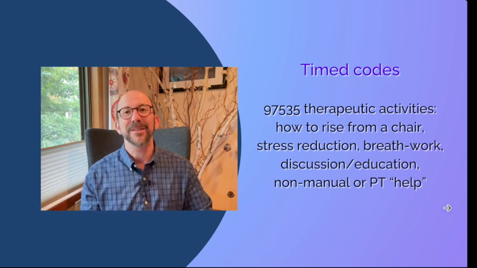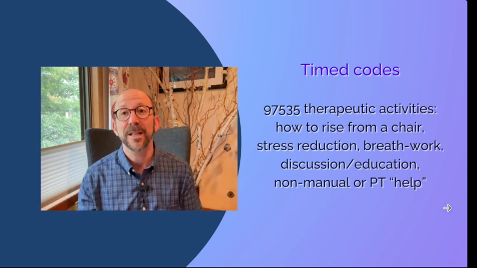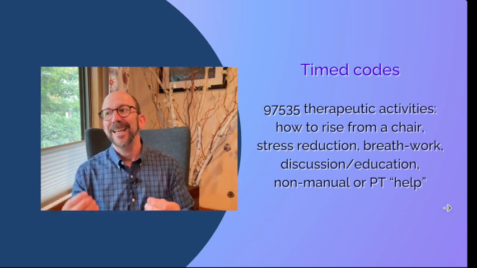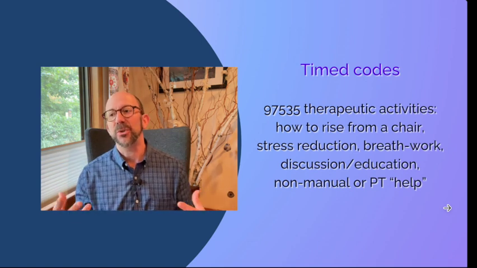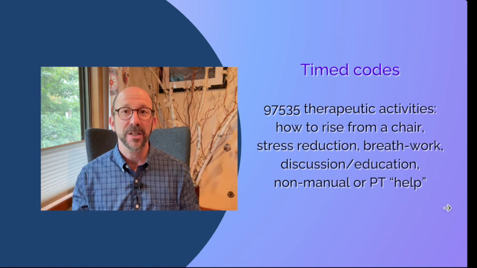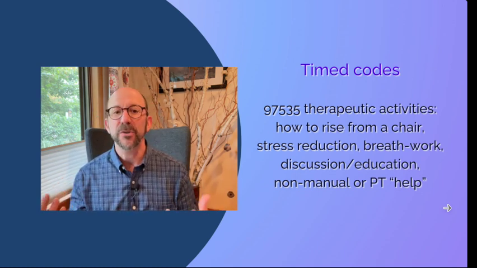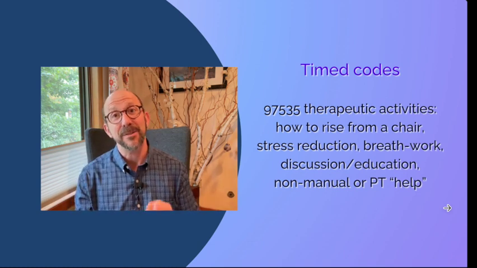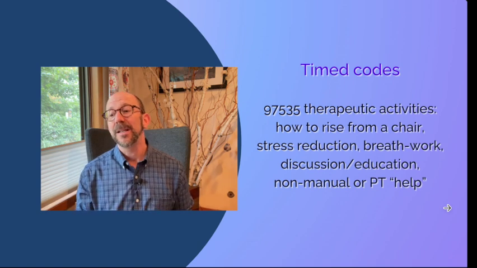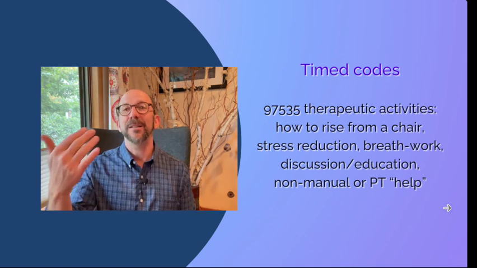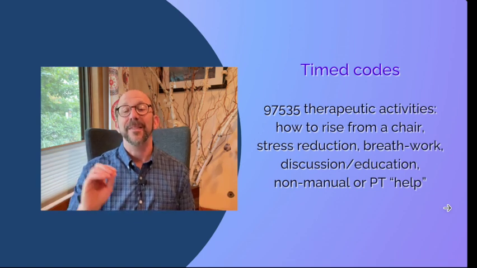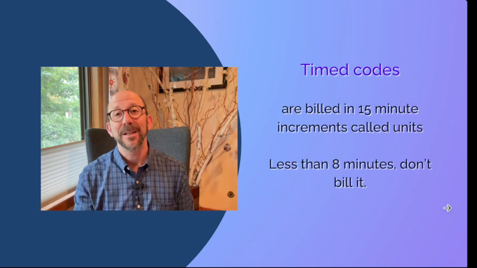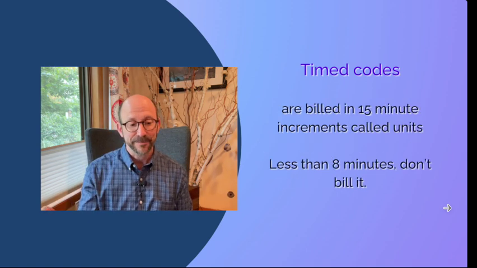97535, very similar, again, like the manual therapy and massage. There's some overlap, use your judgment, is therapeutic activity that is not exercise. So like if I'm doing range of motion with a patient and we're restoring cervical rotation by doing PNF and PIR and active and passive range of motion, that's 97110, exercise therapy. If I'm doing breath work with a patient and helping them do some stress reduction, that's 97535. It's a therapeutic activity, non-manual, non-physiotherapeutic help.